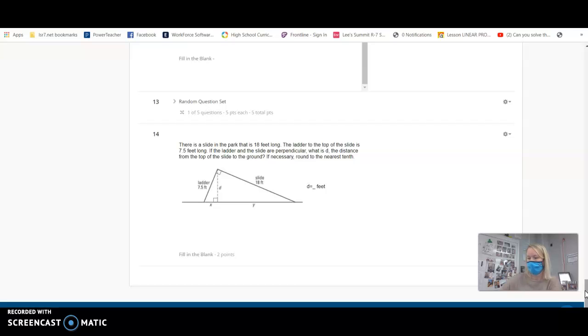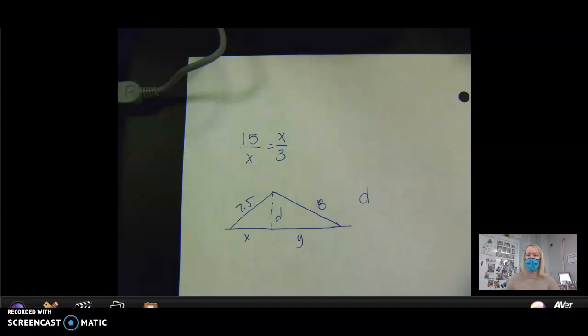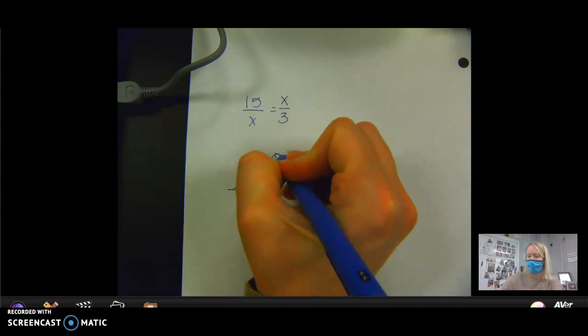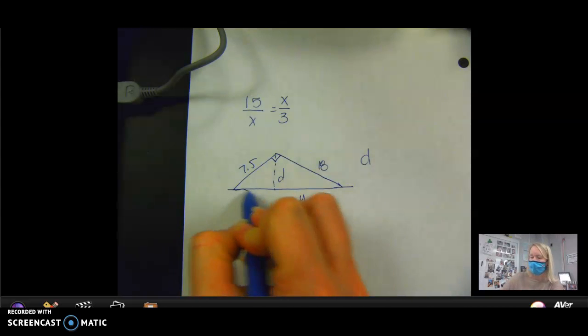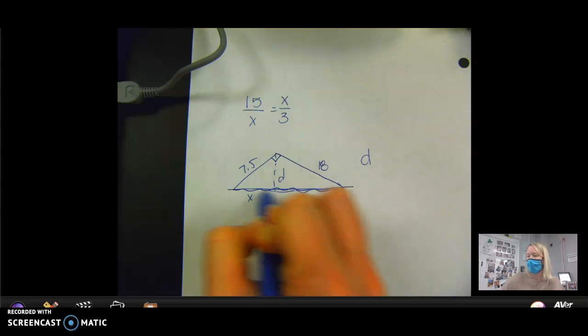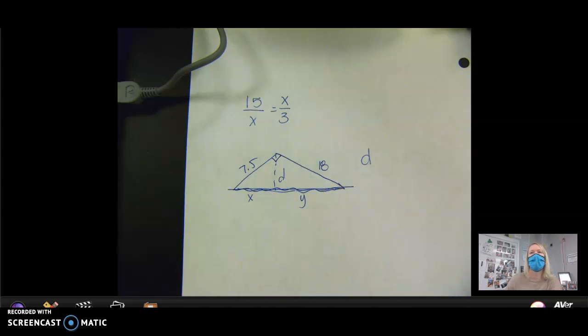So I'm going to draw the picture first. They want me to find d, that is my goal here. First thing I'm going to have to find, since this is a right triangle, is this whole distance right here. How do I find that whole distance? Pythagorean theorem. So I'm going to do 7.5 squared plus 18 squared.